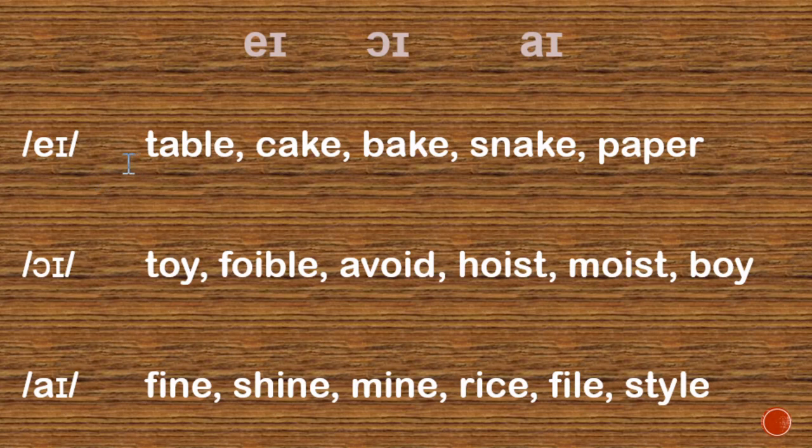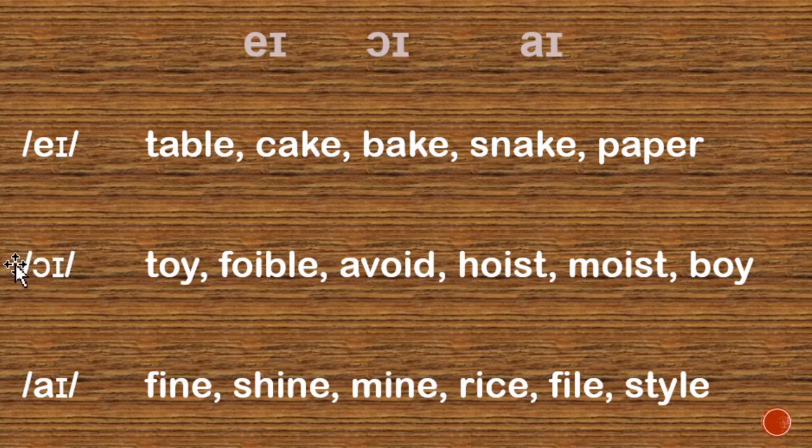Table, cake, bake, snake, paper. We usually substitute a long A sound for this diphthong. So we would pronounce it as table, cake, bake, snake, and paper. But the English quality of this vowel sound, diphthong, is A. So table, cake, bake, snake, paper.